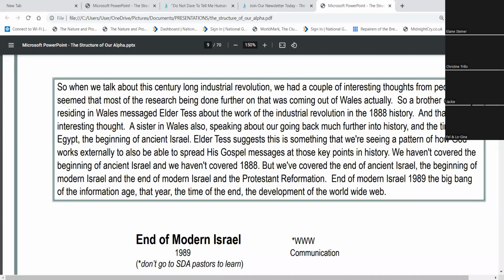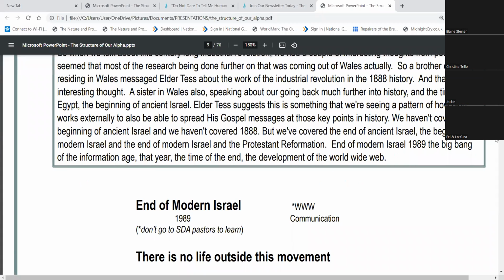We haven't covered the beginning of ancient Israel, and we haven't covered 1888, but we've covered the end of ancient Israel, the beginning of modern Israel, and the end of modern Israel and the Protestant Reformation. The end of modern Israel of 1989, the big bang of the information age, that year, the time of the end, and the development of the World Wide Web.